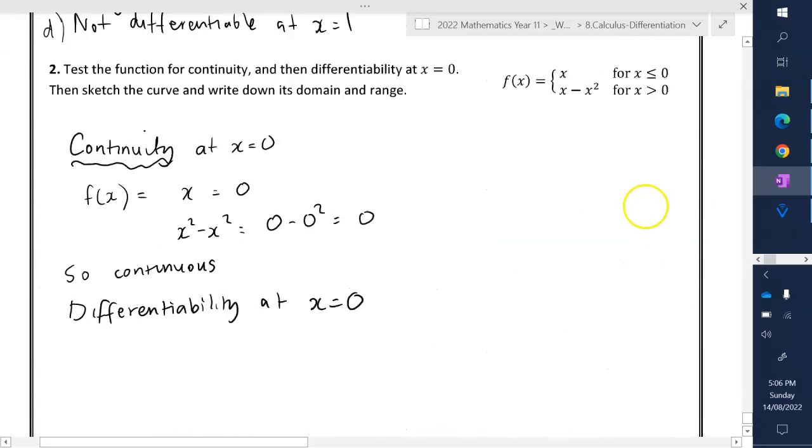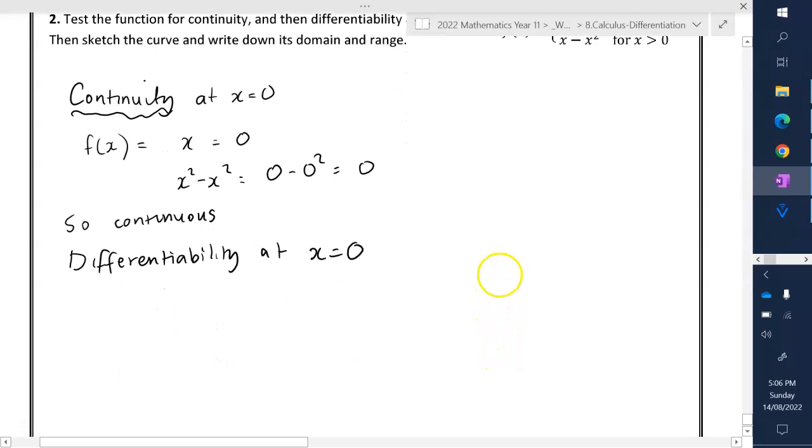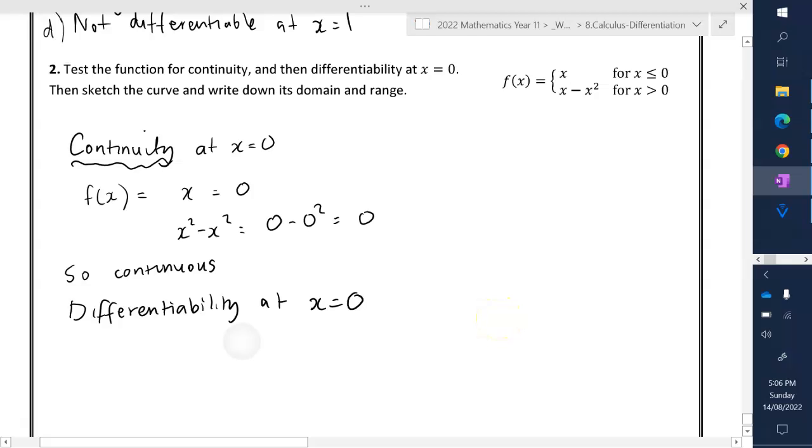So I will be testing that by differentiating x and differentiating x minus x squared, putting in x equals 0 and seeing if we actually get the same value. And that will mean that if we do, we'll get the same gradient of the tangent at that point and it will be differentiable at that point. So let's do that. Let's differentiate the first part. Let's work out what d/dx of x is. It is going to be equal to 1.